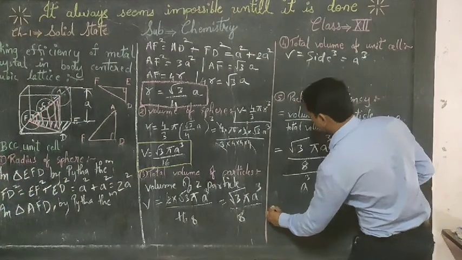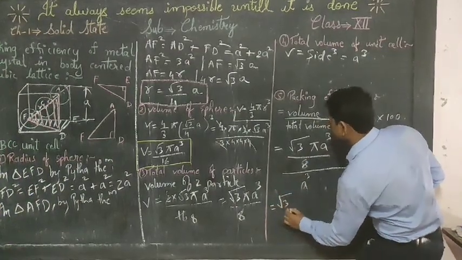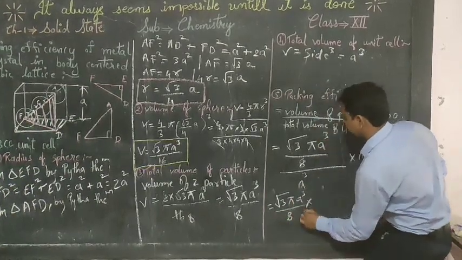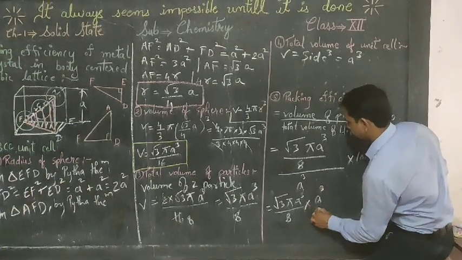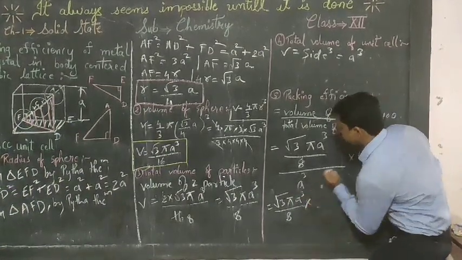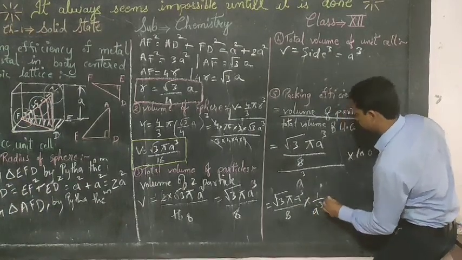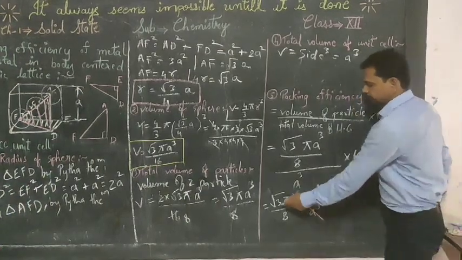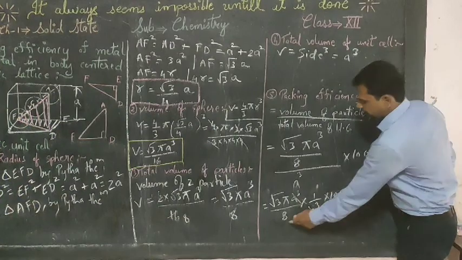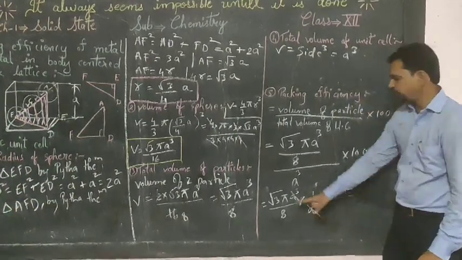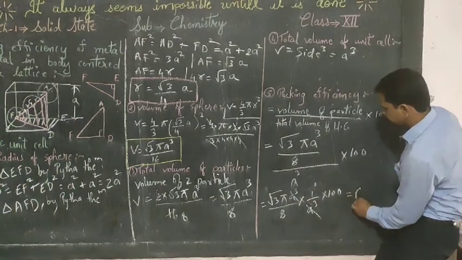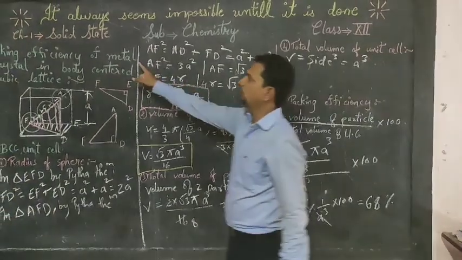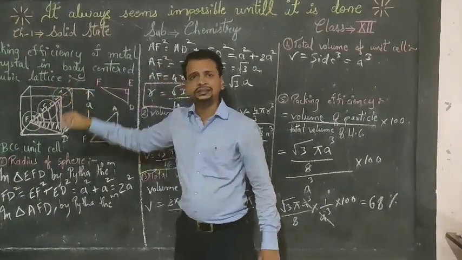After solving this, what we will get is equal to root 3 pi a cube divided by 8, multiplied by 1 upon a cube, multiplied by 100. Now this a cube and this a cube will get cancelled. What is remaining? Root 3 pi 100 divided by 8. If you solve this equation by putting the value of pi as 3.14, you will get the answer 68%. So in this way, packing efficiency of body-centered cubic lattice is 68%.